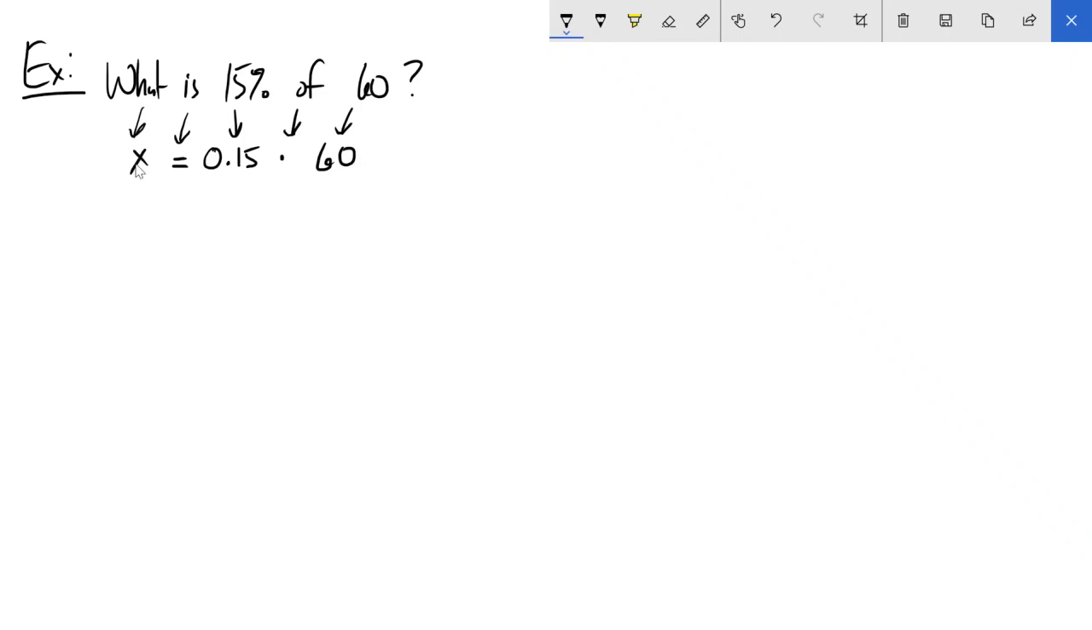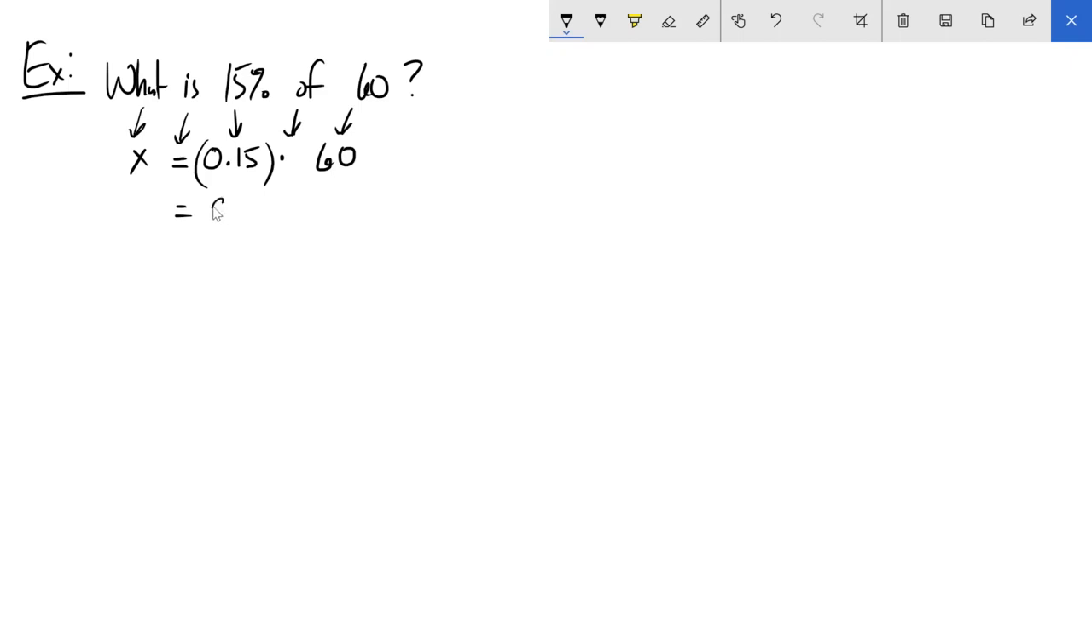So if you're trying to find a percentage of a number, you just take the percentage in decimal form and then you multiply it by the number. Okay. So what is 15% of 60? Well, then we need to go pull out our calculators and calculate 0.15 times 60.